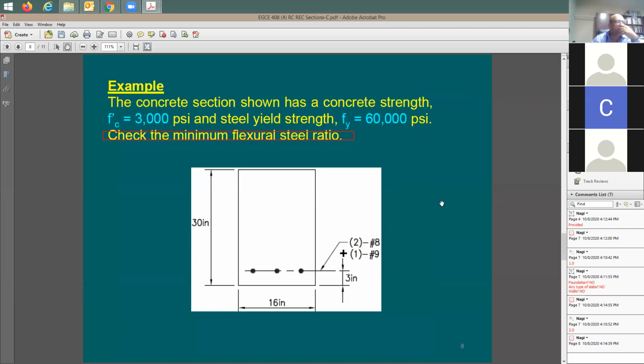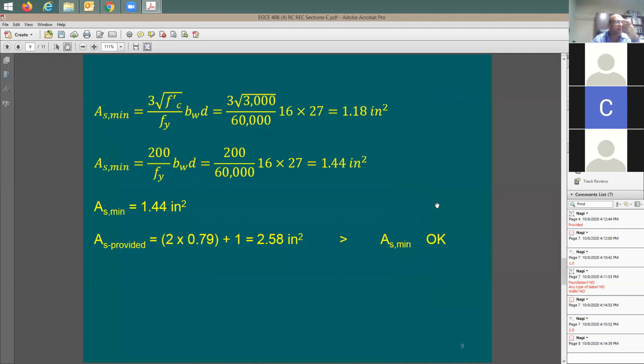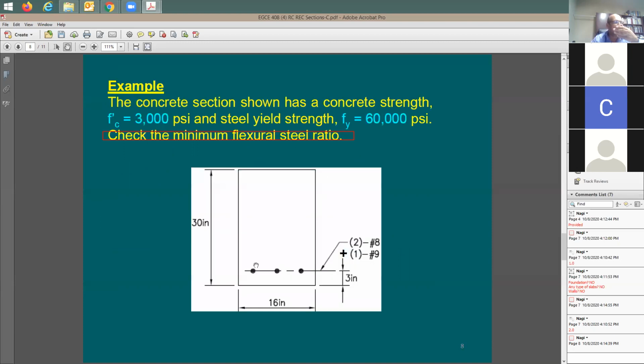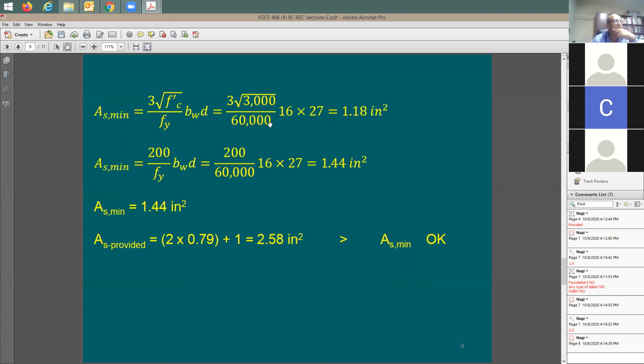How do you check the minimum flexure steel ratio? I'm going to go here, two equations. The first one says 3 square root of f'c, of course this needs to be in psi, I cannot use it in ksi, divided by f_y, which is also in psi, times the width, which is 16, by the depth. Your depth here is 30 minus 3, which is 27 inches. It says here 16 by 27. My minimum steel ratio based on the first equation is 1.18 square inches.